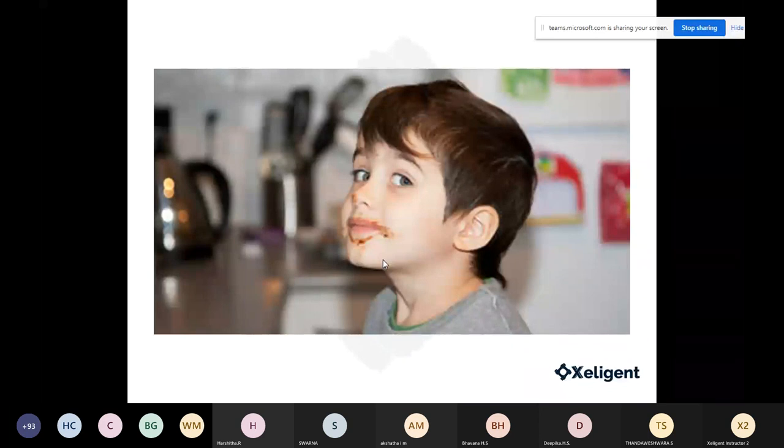Yes, so from his mouth you can see some ketchup kind of thing, or it can even be chocolate. Okay, so the kid has gone to the kitchen, and he has taken chocolate or ketchup, and he would have eaten that, correct? And look at his look, it is a quirky look, as if he has done something mischievous. That's the look which he is giving. From that we can infer that.